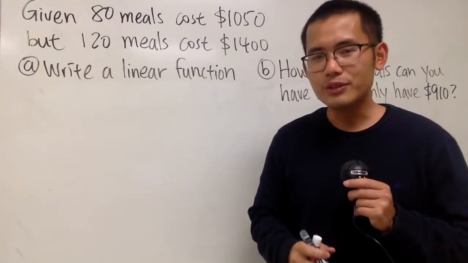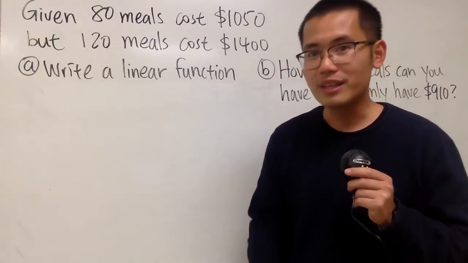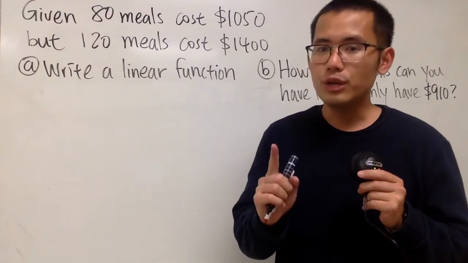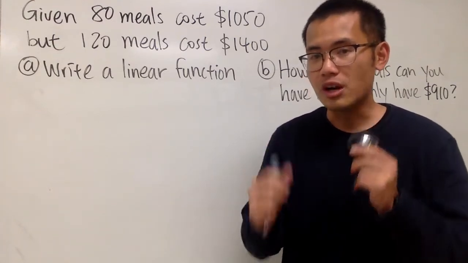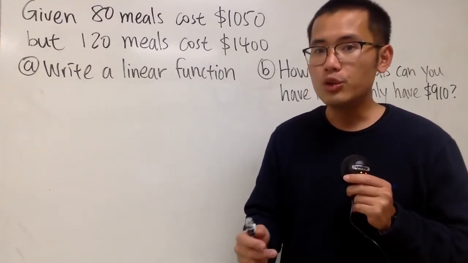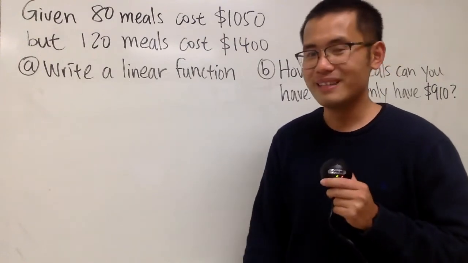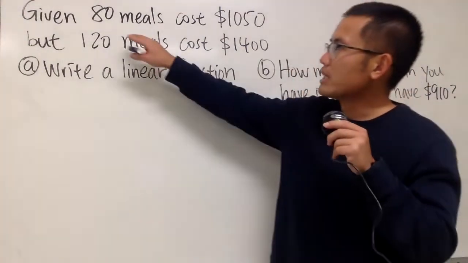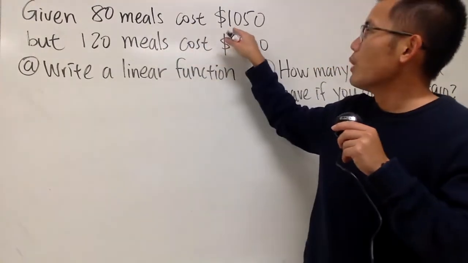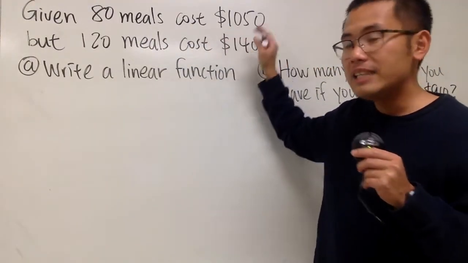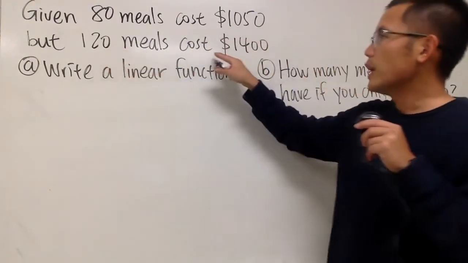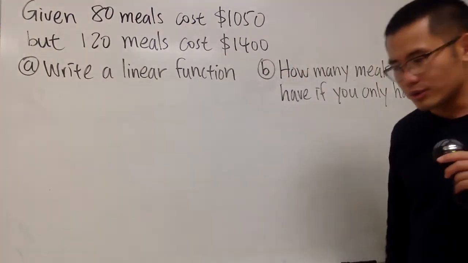Okay, here is a situation. Suppose you're at the dorm and you are going to get some meal plans, right? First, you have to pay a membership fee. So that's the initial cost. And then for each meal that you get, you have to pay the price for that as well. Suppose 80 meals cost $1,050, but if you have 120 meals, that will cost you $1,400.